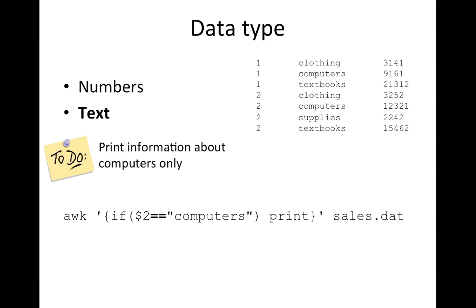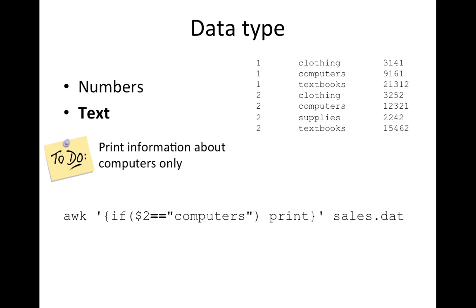Yes, exactly, no matter what. Because in programming, a single equal sign means assignment. You want to assign a value to a variable. But here we just compare, so you use the equal sign twice. And you say if the element from column number 2 is equal to computers. The reason you put double quotes is that this is text. So any time you compare to a text, you should put double quotes.